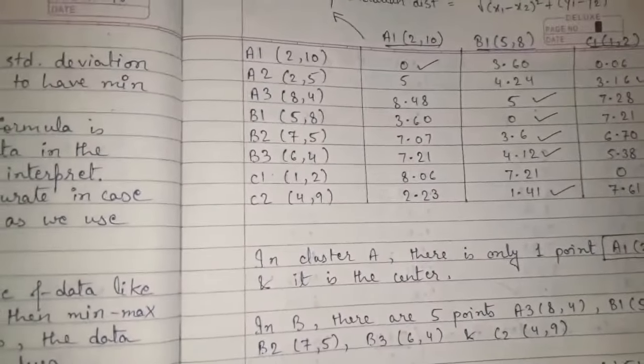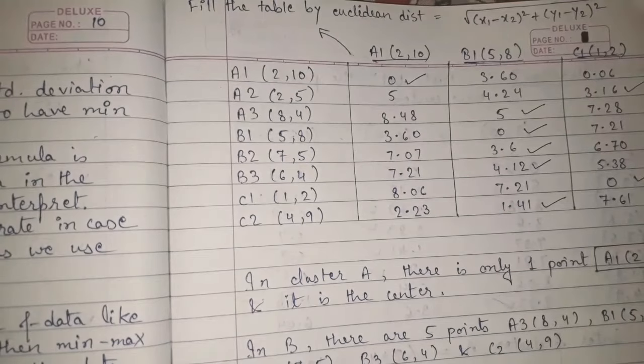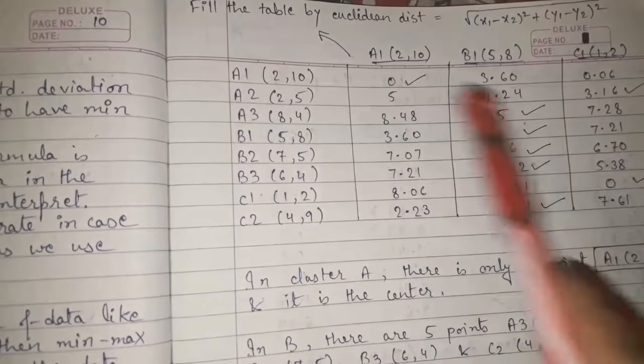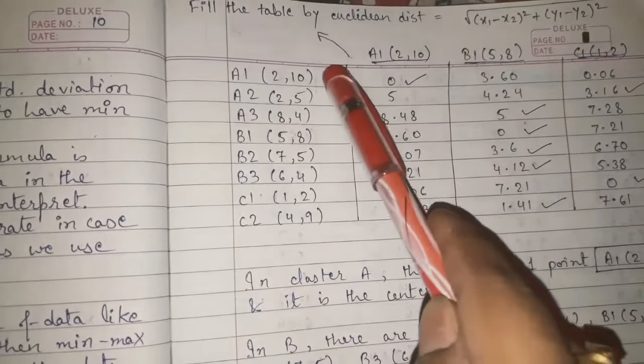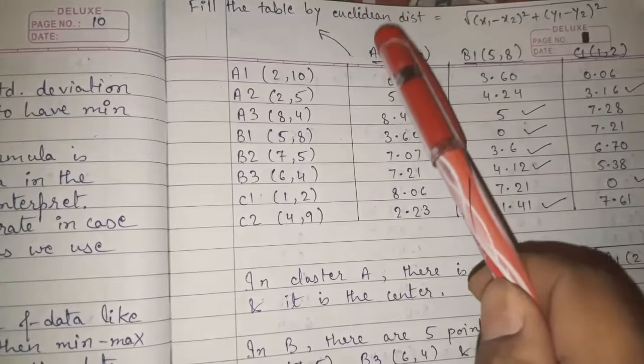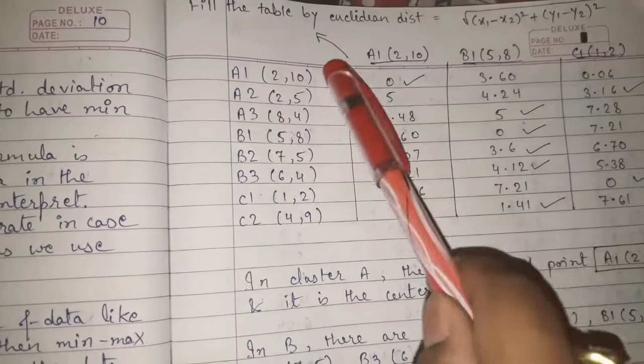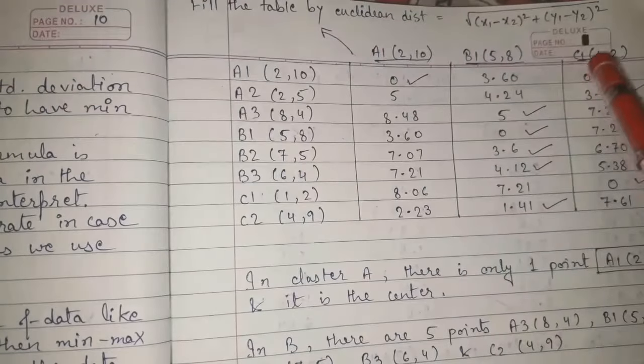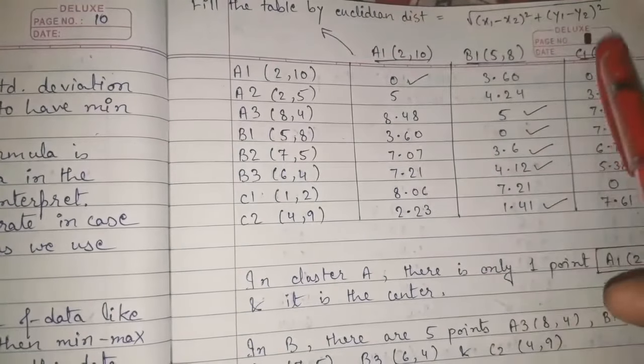So we will be making the table. In the table we will be finding the distance. So what is there in the table? In the table we have written A1, B1 and C1. Here A1, B1 and C1 are nothing but our initial center points. Fine.